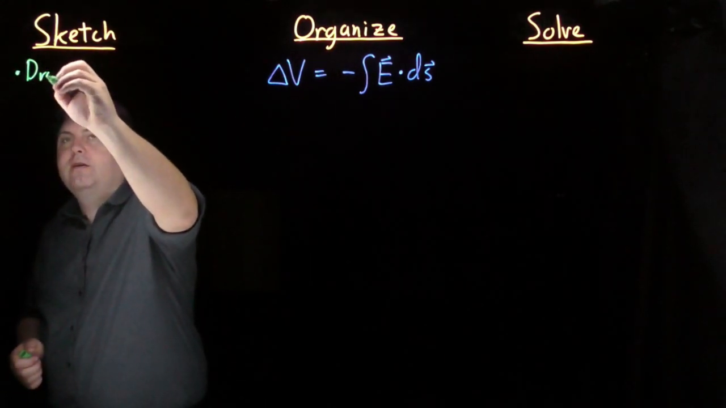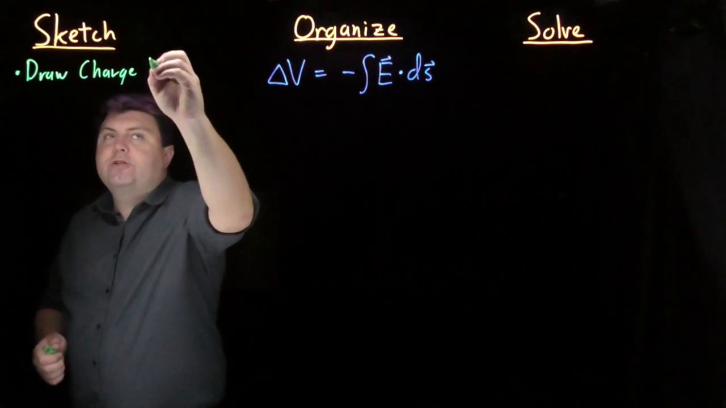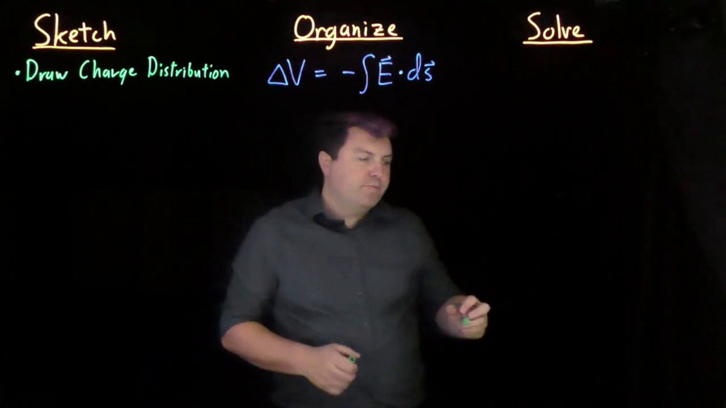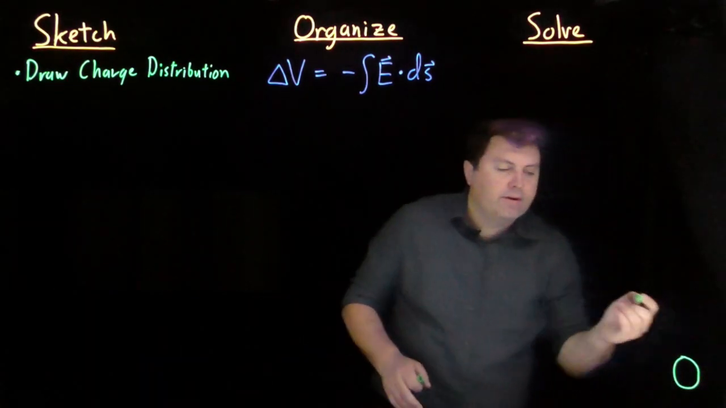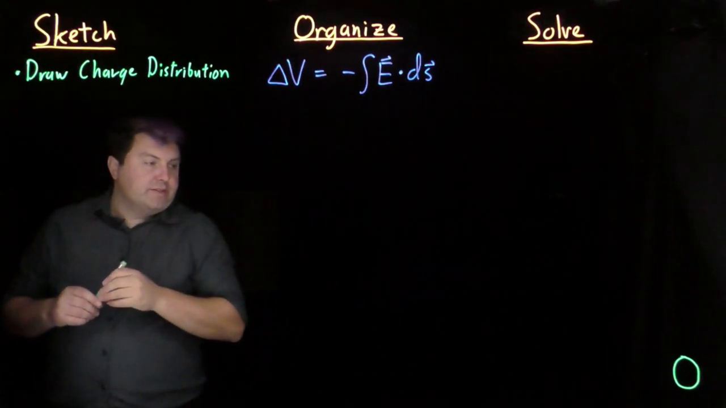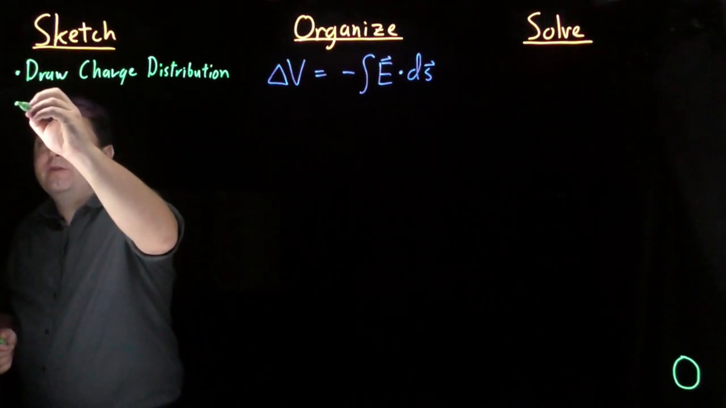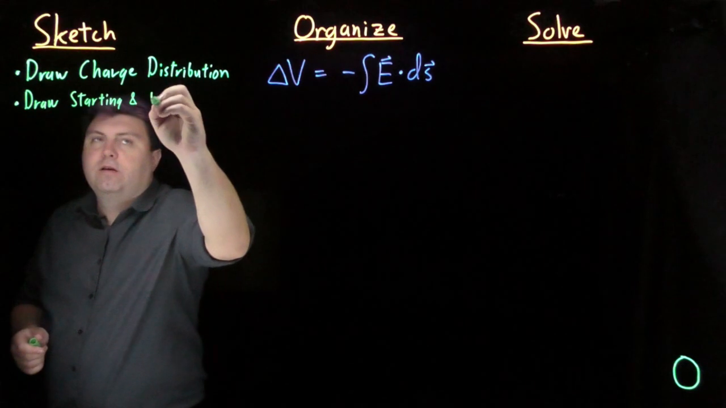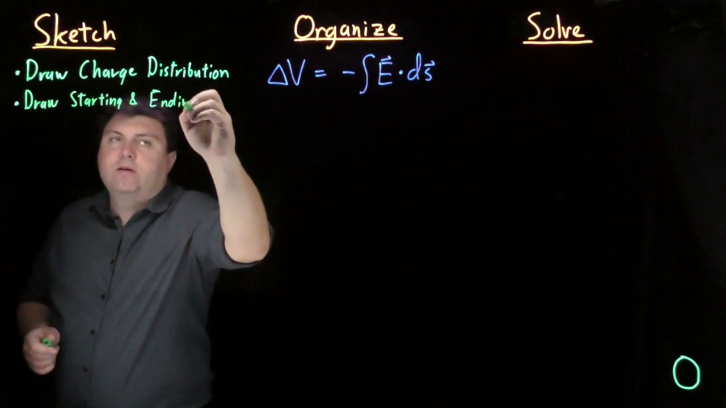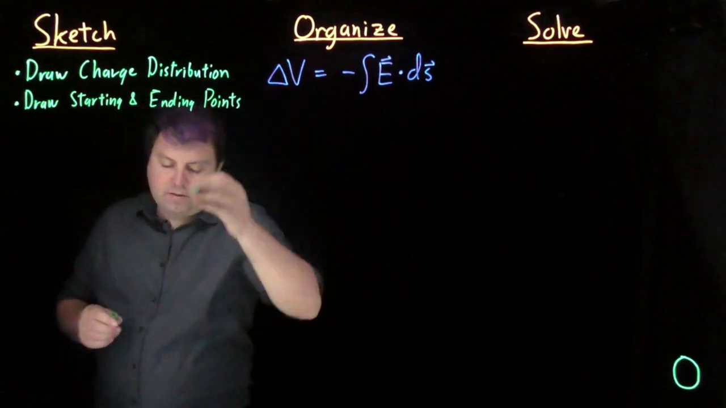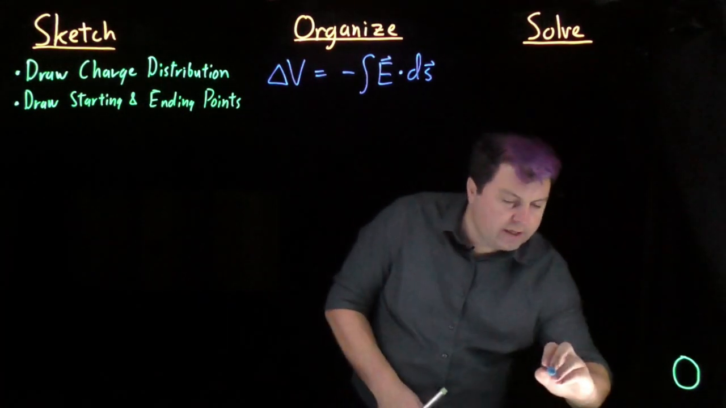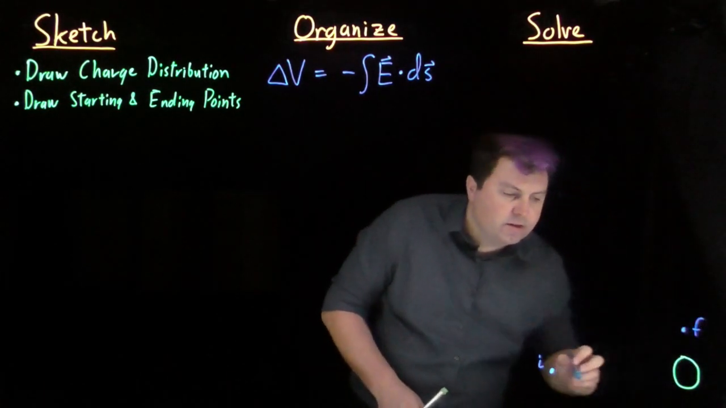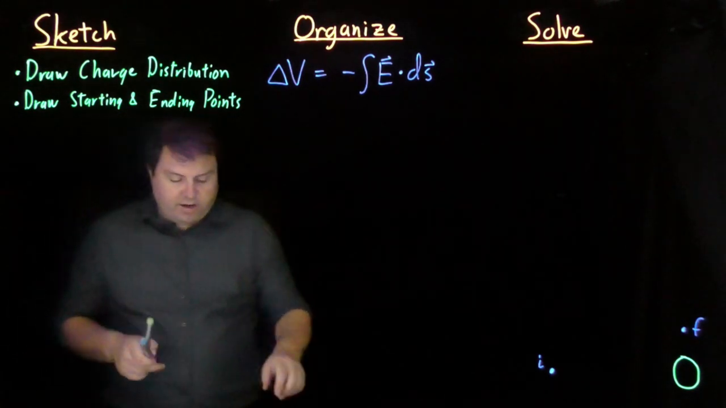So we want to draw the charge distribution. So we're going to assume an electric cylinder, and we're looking kind of along the side of it instead of at the face of it. And then we want to draw the starting and ending points. So we are going to say that we are going to go from this place initially to this place finally. So that's our starting and ending points.